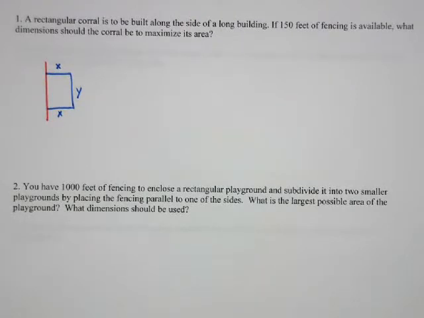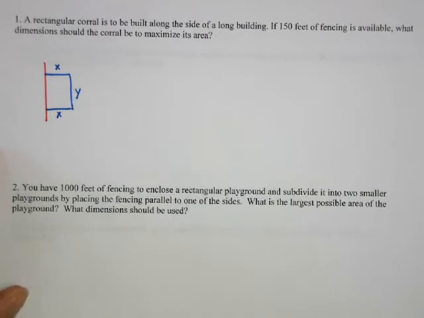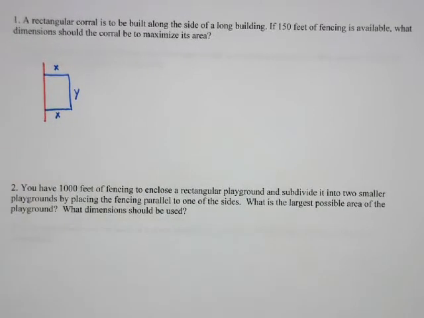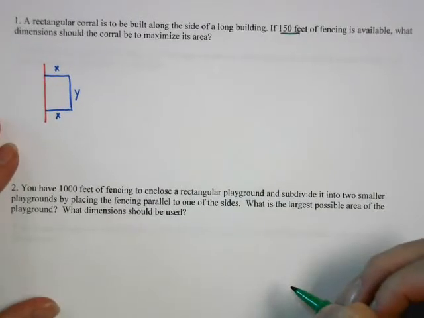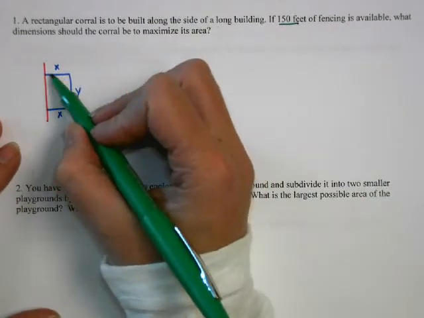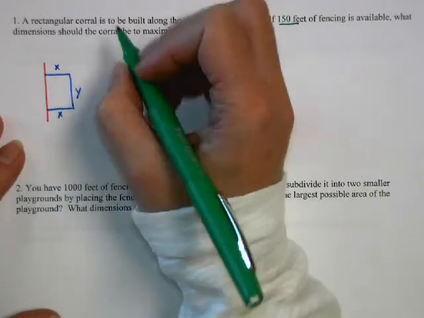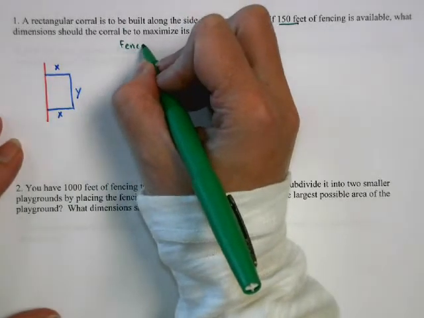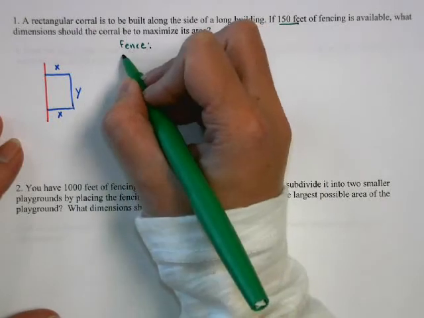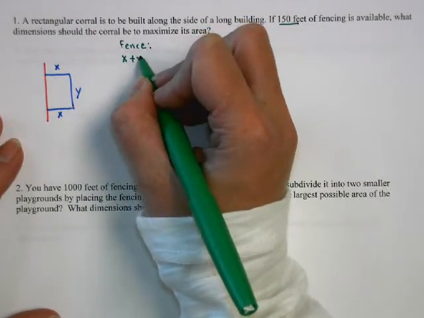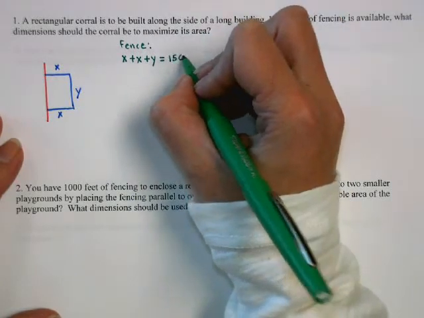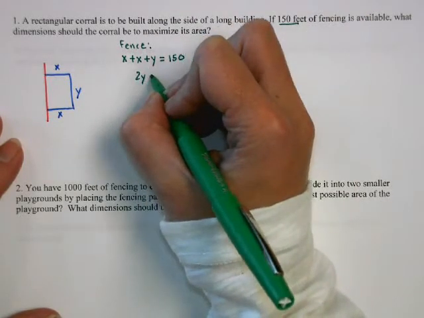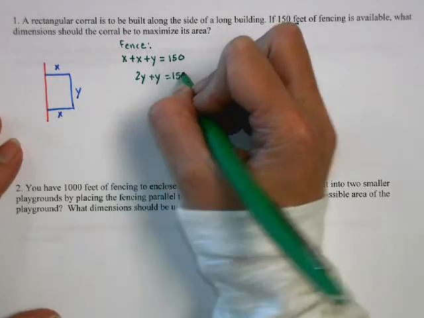You can start with the function that you're trying to maximize, or we can start with our known information. So I'm going to start with my known, that I have 150 feet of fencing. So I have 150 feet to put along these three walls. So for the fence, x plus x plus y needs to equal 150, or 2x plus y equals 150.